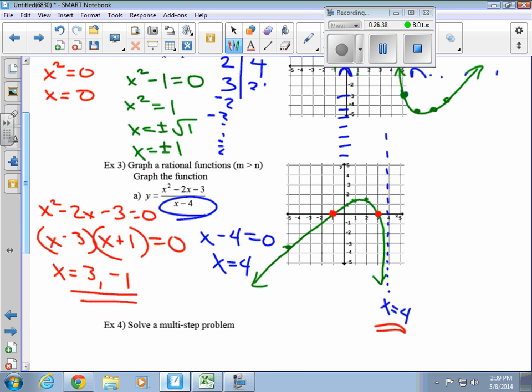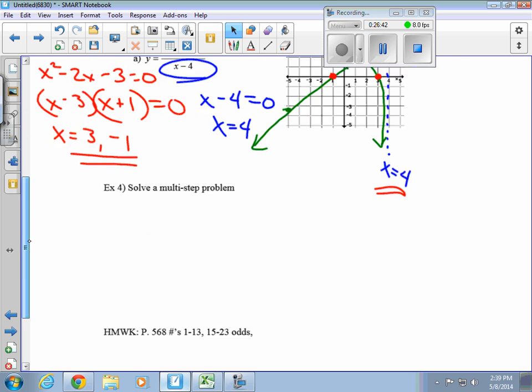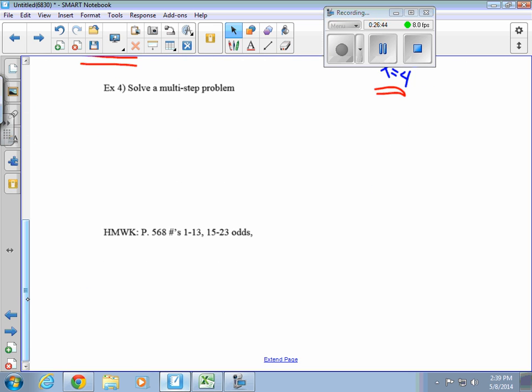All right, that's where we're going to stop today. So, here is your homework assignment. It's on page 568, numbers 1 through 13, and then 15 through 23 odds. So that's what I would like you to do for your assignment for tomorrow. Quiz tomorrow is going to be on sections 8.1 and 8.2 only. Okay?